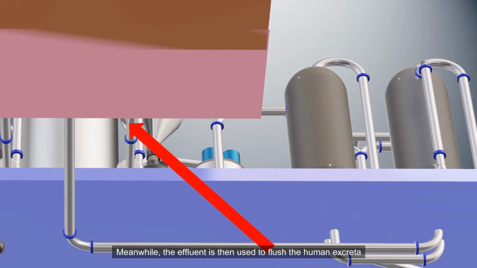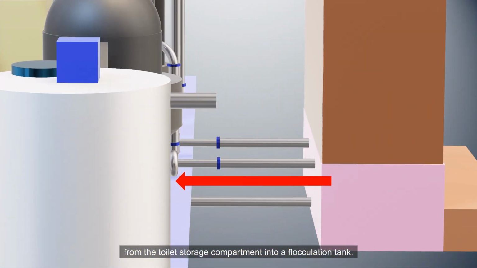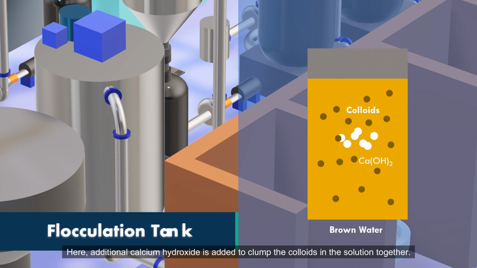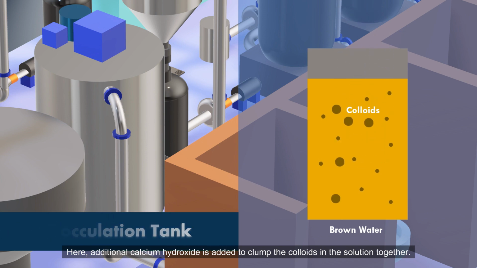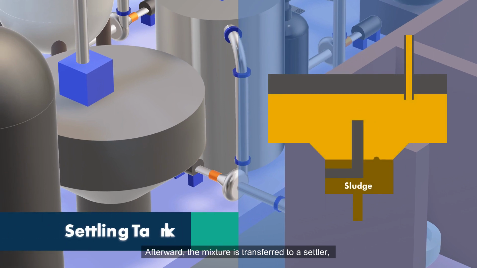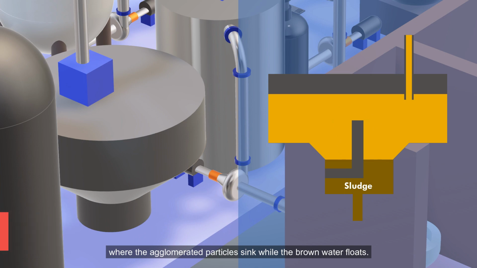Meanwhile, the effluent is then used to flush the human excreta from the toilet storage compartment into a flocculation tank. Here, additional calcium hydroxide is added to clump the colloids in the solution together. Afterward, the mixture is transferred to a settler, where the agglomerated particles sink, while the brown water floats.